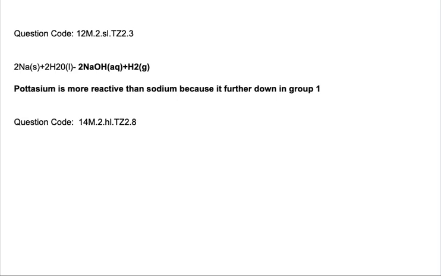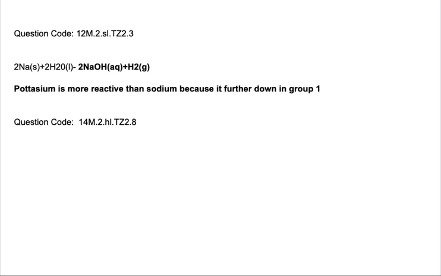So in conclusion, the difference between the reactions of sodium and potassium with water is that potassium is more reactive than sodium, due to it being further down in group 1. Potassium has more shells compared to sodium, and it becomes easy to remove one electron from its outermost orbital. So it is the most reactive metal.